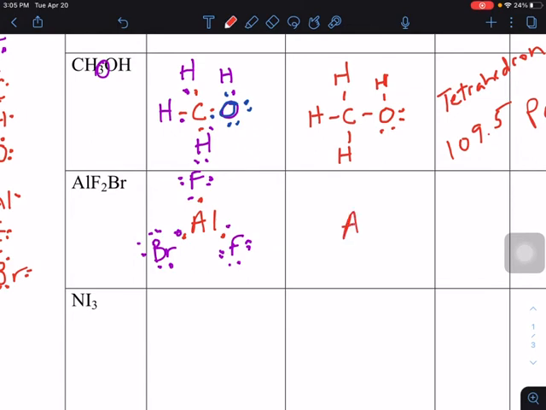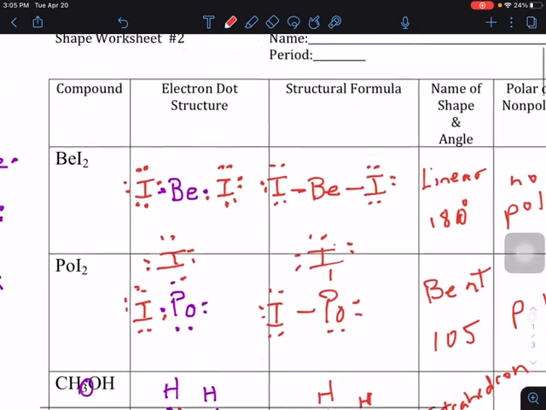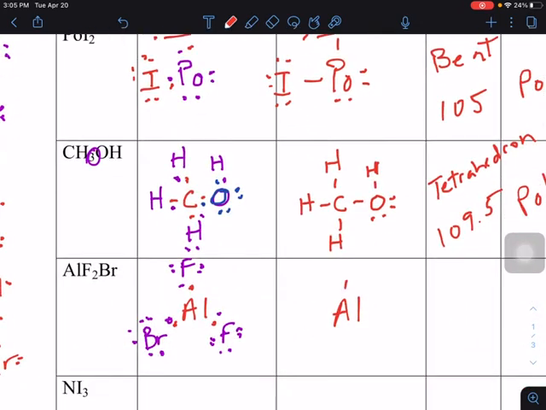We have aluminum at the center for our structural formula. Aluminum, fluorine, fluorine, and fluorine. Okay, and each one has 3, 4, 5, 6, 7, 2, 4, 7 there.